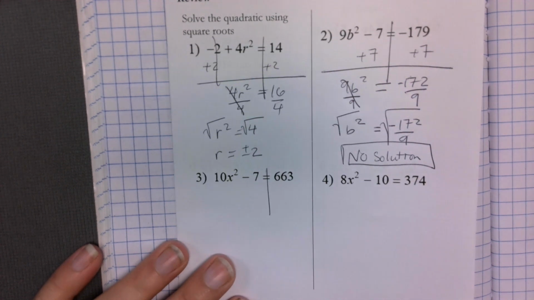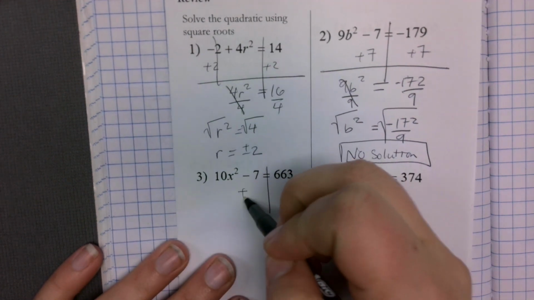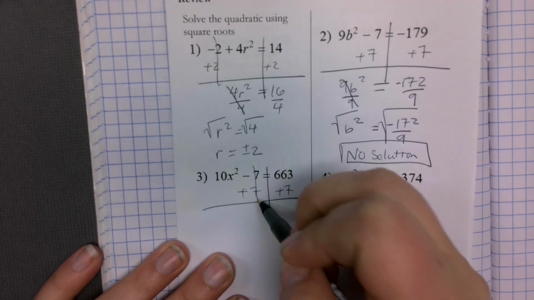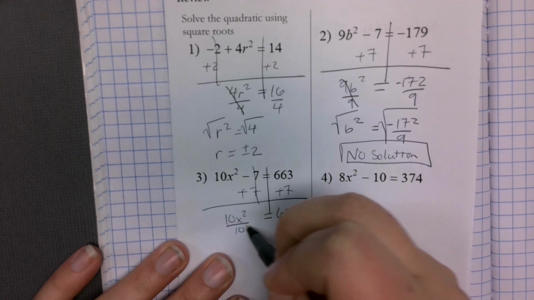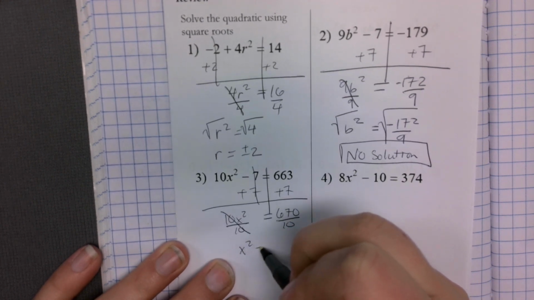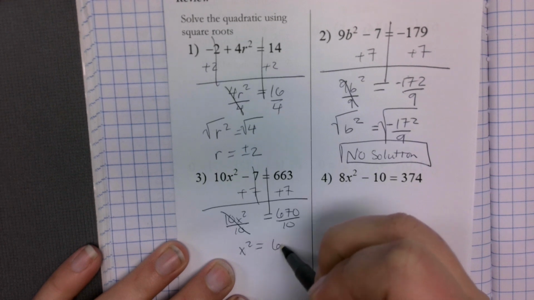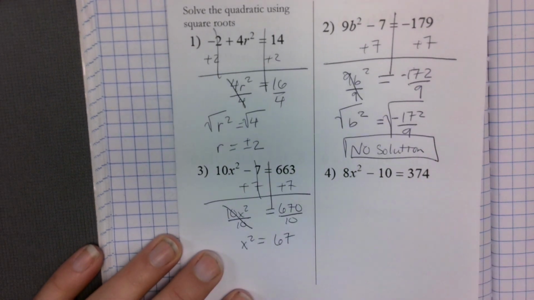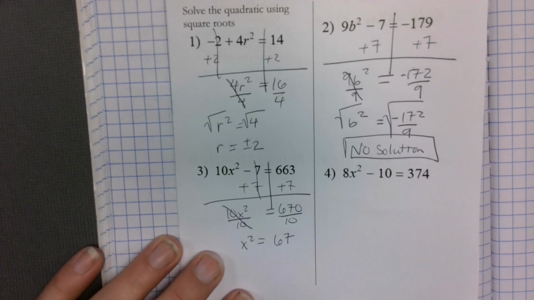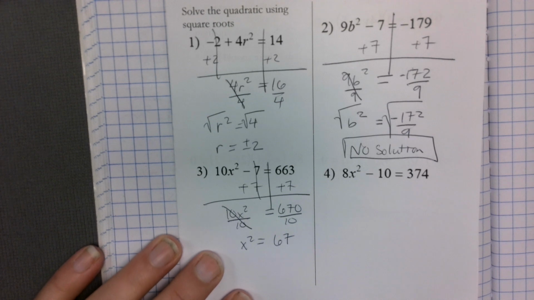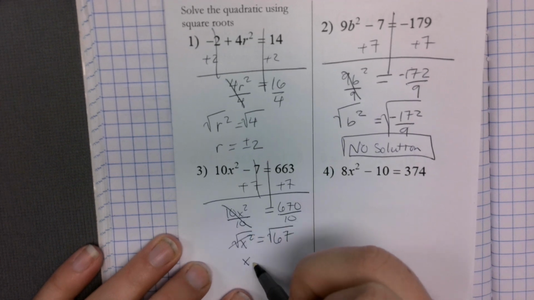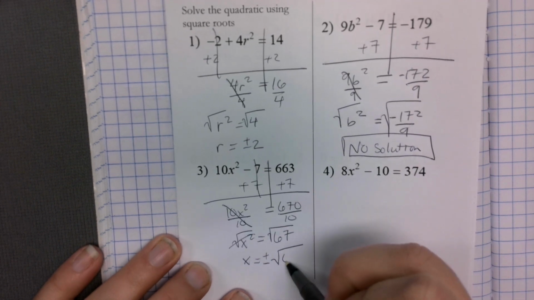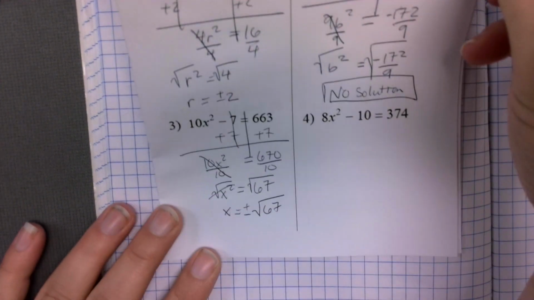Okay, we're going to go ahead and get this x squared alone. Once we have that x squared alone, we go ahead and take the square root to get rid of the square. And 67 doesn't simplify at all. So that's as good as it gets.